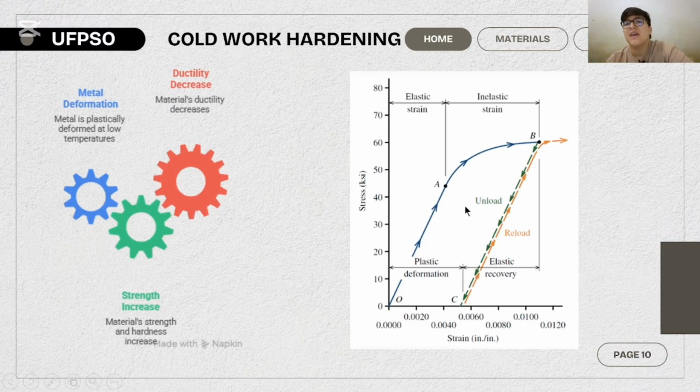The graph shows the elastoplastic behavior of a material. Initially, the material deforms elastically and recovers its original shape when the load is removed. However, when the stress exceeds the elastic limit, a permanent plastic deformation occurs. When the material is unloaded, only the elastic deformation is recovered, leaving a residual deformation.